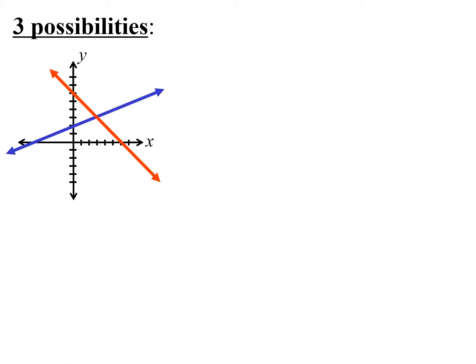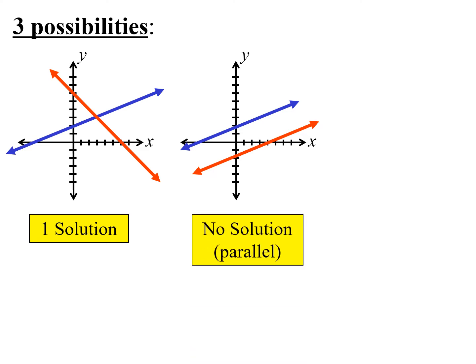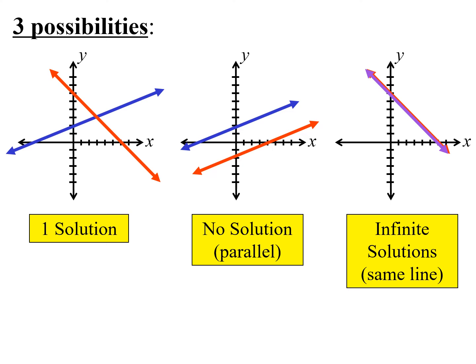When we have systems of equations, we have three possibilities. One is that the two lines intersect at one point, so we get one solution. The second is that the two lines are parallel, which means that they never cross, which means that they never have anything in common, so there is no solution. And the third option is that they are the same line, so there's infinitely many solutions.